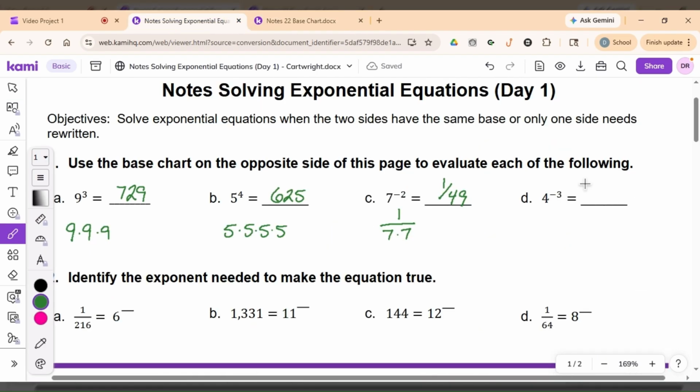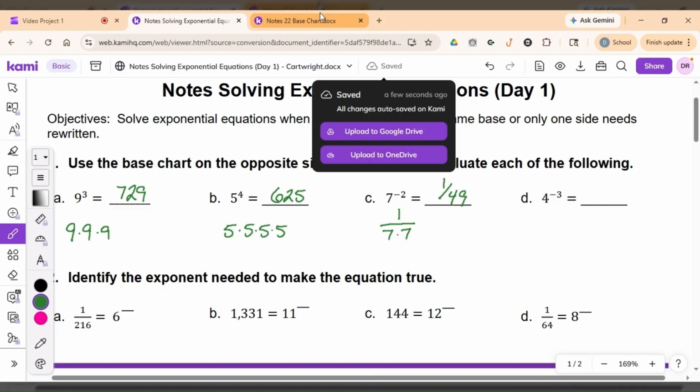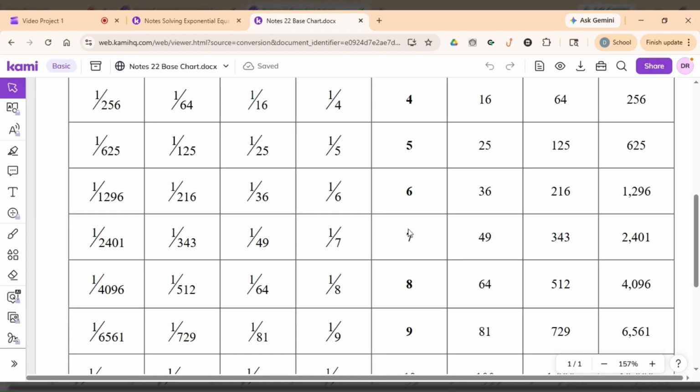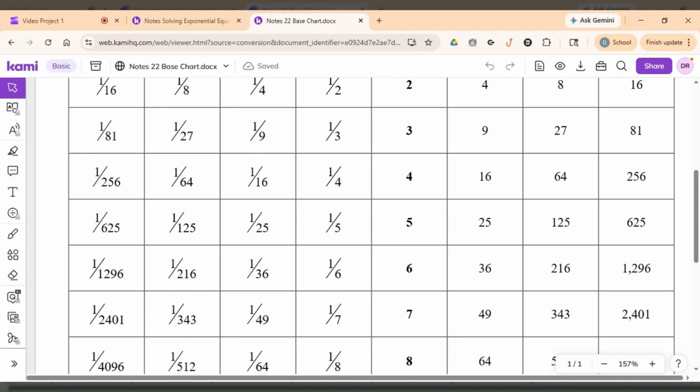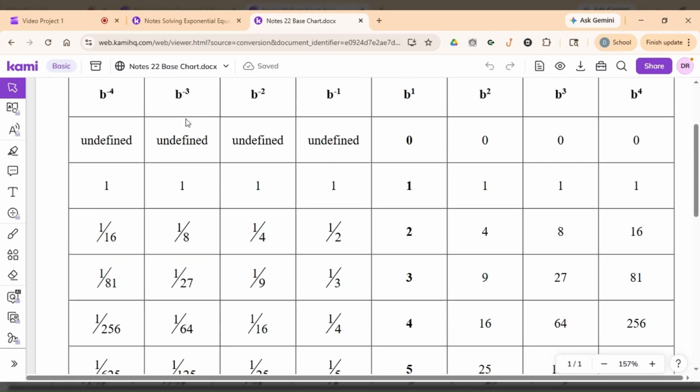We could do the same thing with 4 to the negative third. Let's go to the row of 4, go over to a power of negative 3. So here's 4 to the first, move over to the left: 4 to the negative 1, 4 to the negative 2, 4 to the negative 3 is 1 over 64. And again, you can see that at the top, we're lining up with an exponent of negative 3, and we're in the row of 4. So 4 to the negative third is 1 over 64.